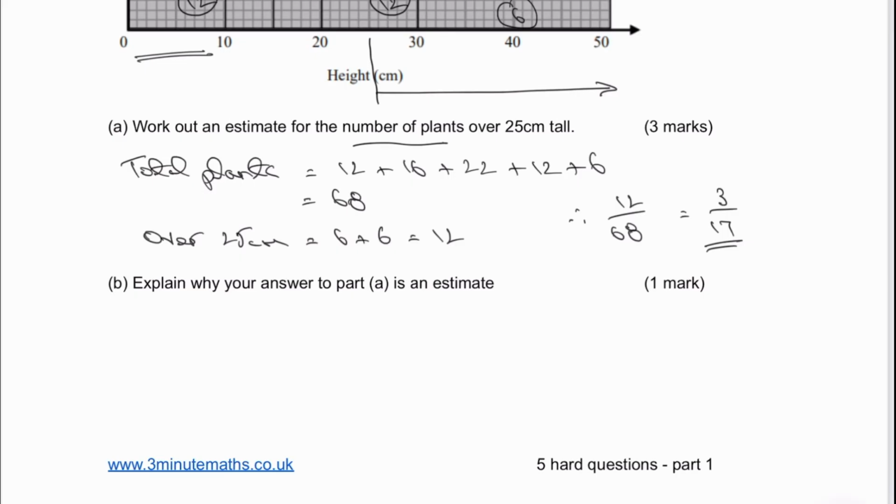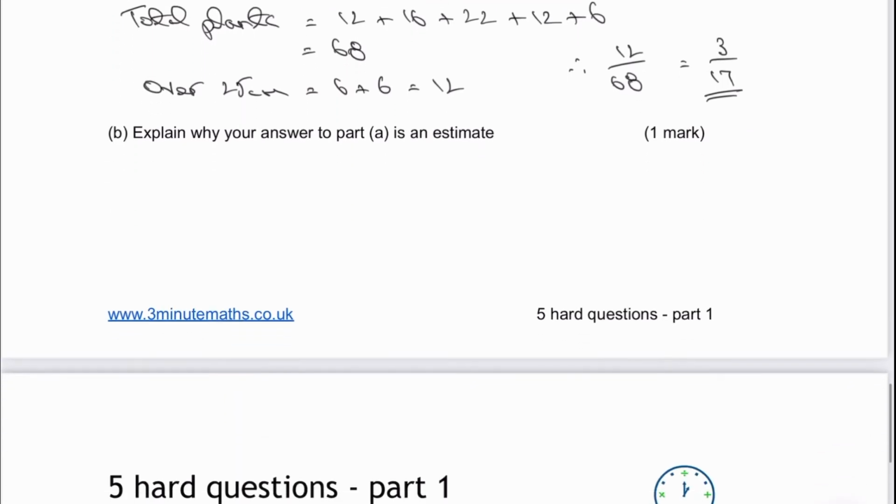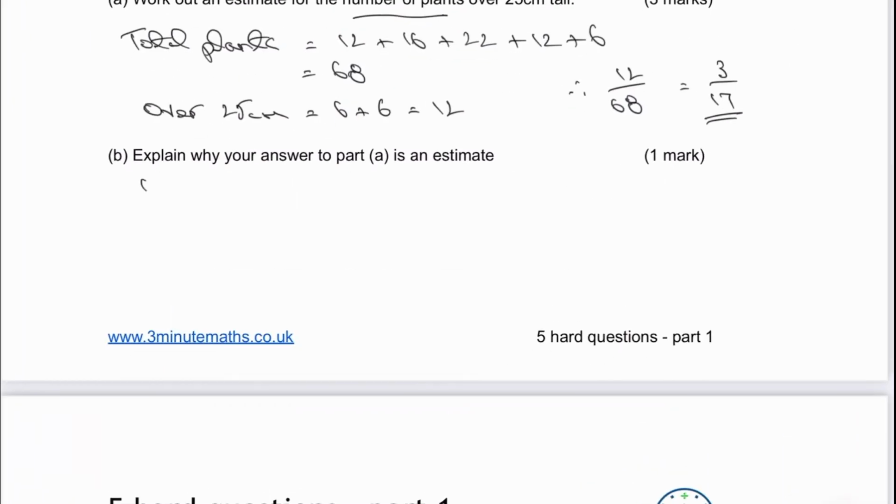Okay, and then finally it says explain why your answer to part B is an estimate. Well, it's exactly as we've said, really. We're really not sure because we've used a fraction, but we could also say that it's grouped data. The whole idea with grouped data is that we just don't know.